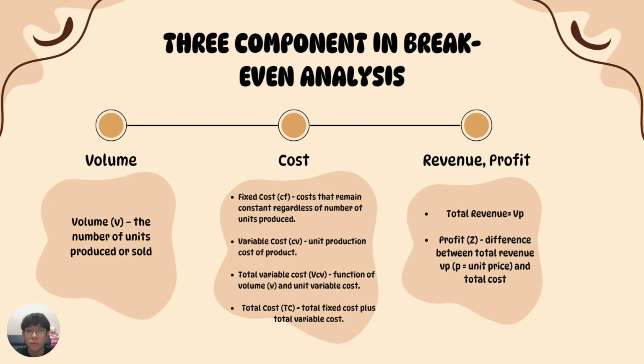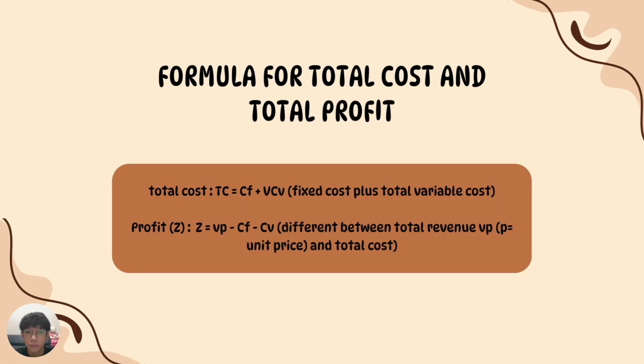There are three components in break-even analysis: volume, cost, revenue, and profit. The symbol of volume is V, the number of units produced or sourced. The cost is divided into four: fixed cost, variable cost, total variable cost, and total cost. The total revenue is VP, and the profit is Z. This is the formula to calculate the total cost and total profit. The total cost is equal to the fixed cost plus total variable cost, and the profit is total revenue minus fixed cost minus variable cost.